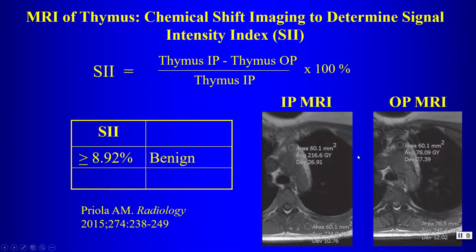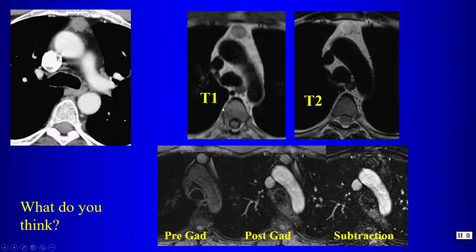It is important that your in-phase and out-of-phase images here are acquired on the same pulse sequence. So here, with the signal intensity index, if you get a number greater than 8.9%, then we can consider the lesion benign. So if it's not obvious if it's dropping out in signal when you're eyeballing it, you can apply this equation to help you decide between benign and indeterminate lesions involving the thymus.